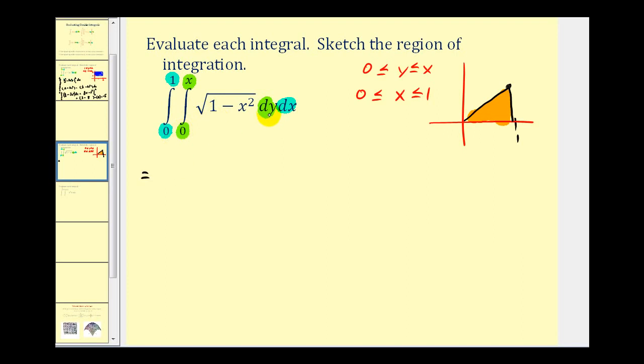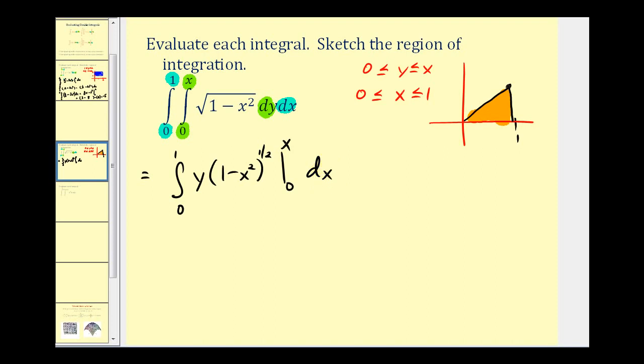So now we'll integrate with respect to y, treating x as a constant. So we'll have the integral from 0 to 1 of just y times the quantity 1 minus x squared to the 1/2 power. Limits of integration are from 0 to x.